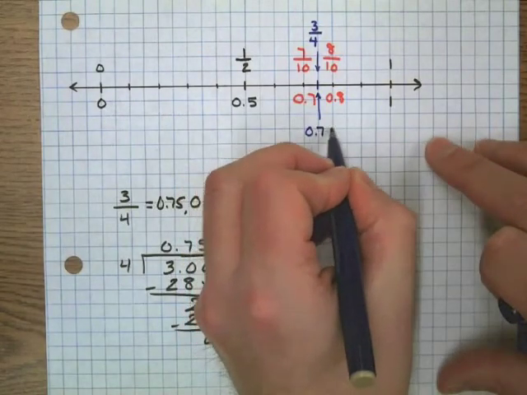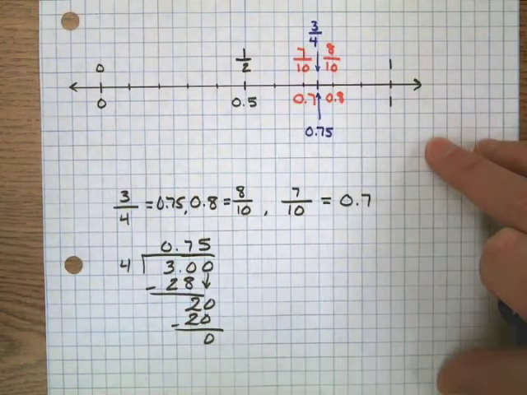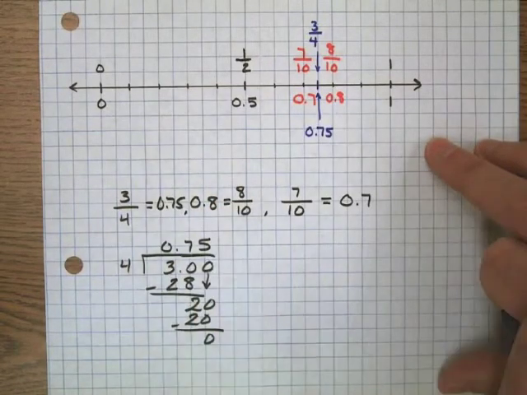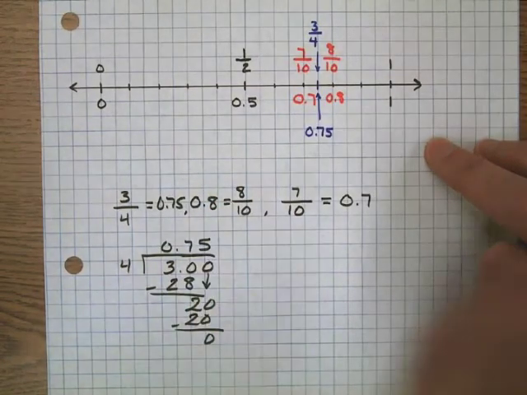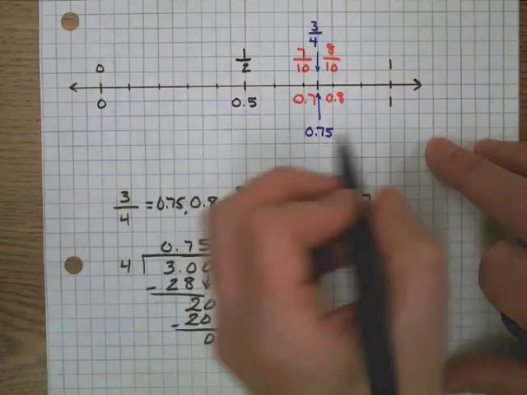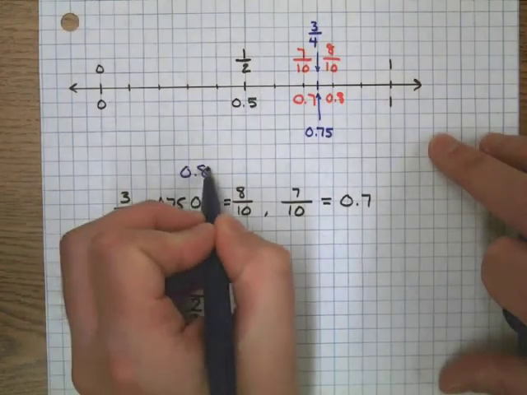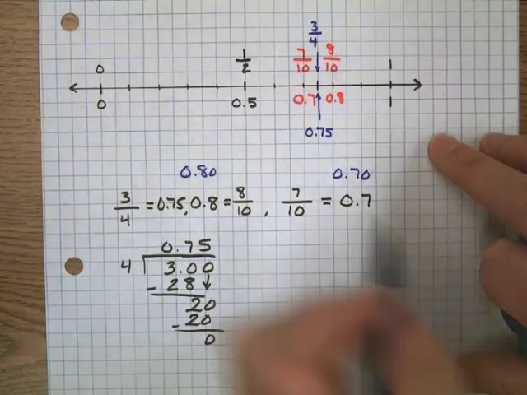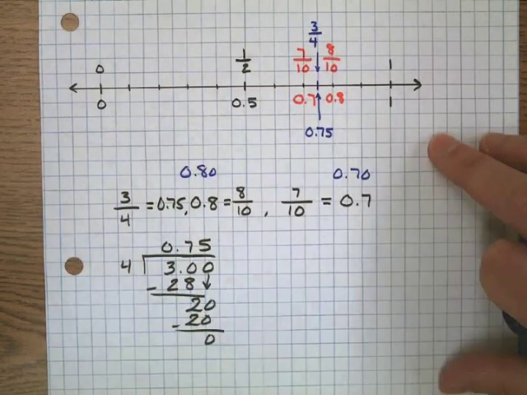And 75 hundredths, which is its decimal equivalent, is going to go halfway between 7/10 and 8/10, or halfway between 70 hundredths and 80 hundredths. I can think of those that way too. So 8/10 could be thought of as 80 hundredths, and 7/10 could be thought of as 70 hundredths, and that can help me determine that 75 hundredths is halfway between.